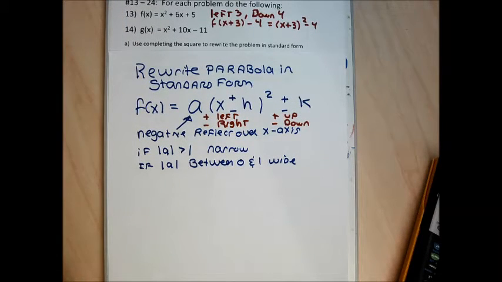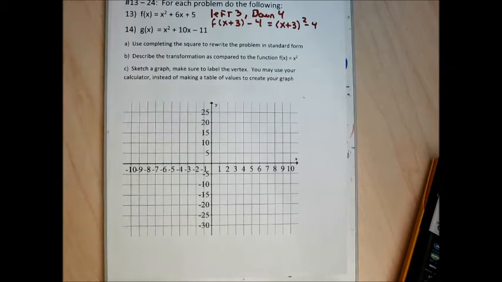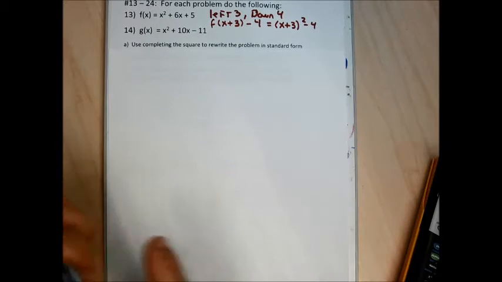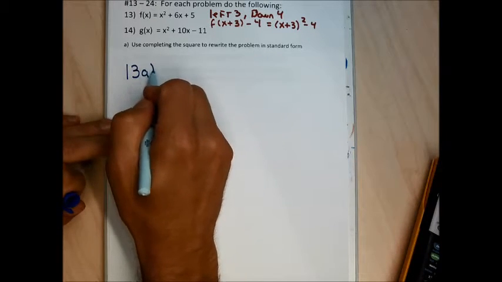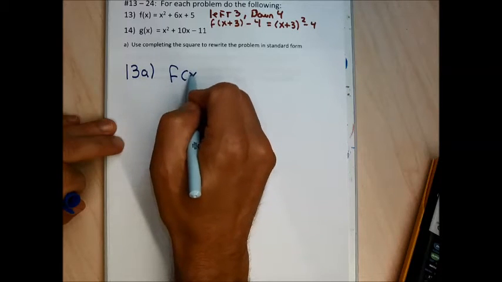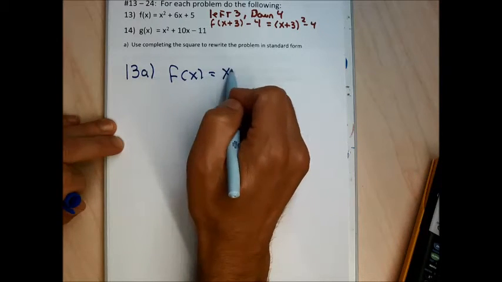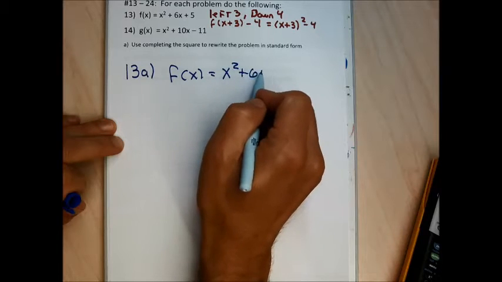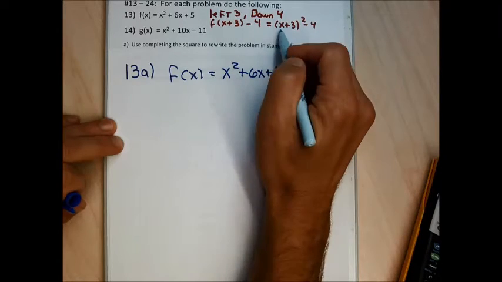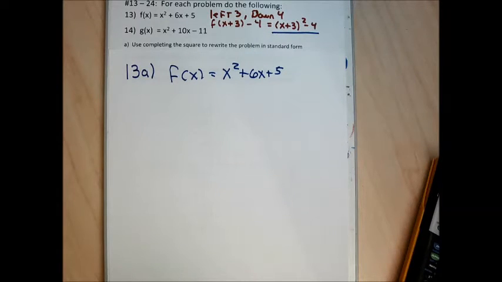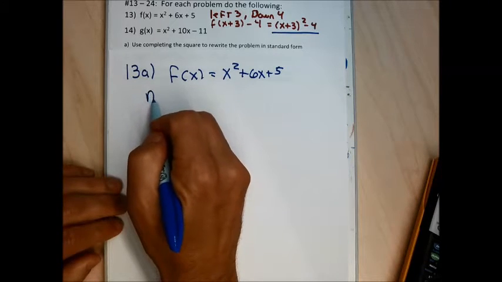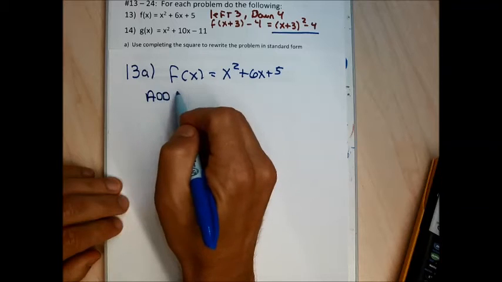So I'm going to do problem 13 as opposed to problem 14. My graph's not going to fit so well in my window here, so I'm going to probably just graph it freehand. So for 13a, I'm going to take the function f of x equals x squared plus 6x plus 5 and teach you how to write it in standard form using completing the square. The first step I do in completing the square is I'm going to add and subtract c on the right-hand side.